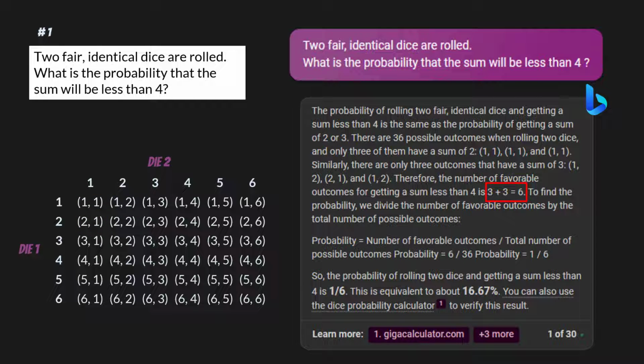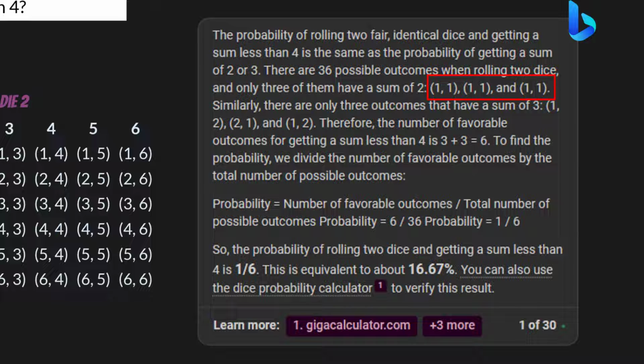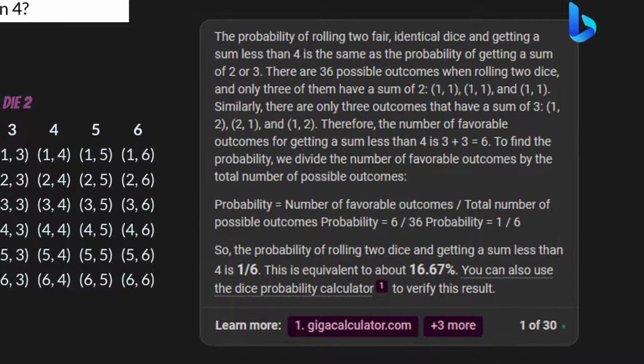It was definitely hallucinating here when it says only 3 of them have a sum of 2 and listed them as (1,1), (1,1), and (1,1), repeating the same outcome 3 times. It also says that there are 3 outcomes that have a sum of 3 where there should be only 2. It went ahead to say that the probability is 6/36, which is incorrect.